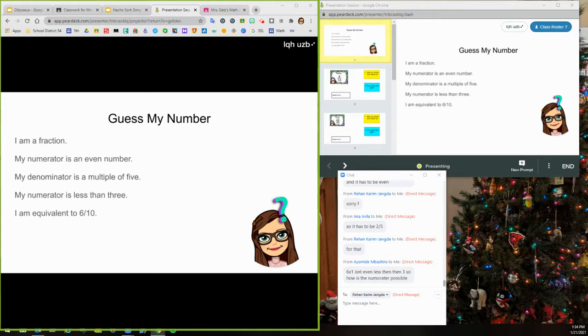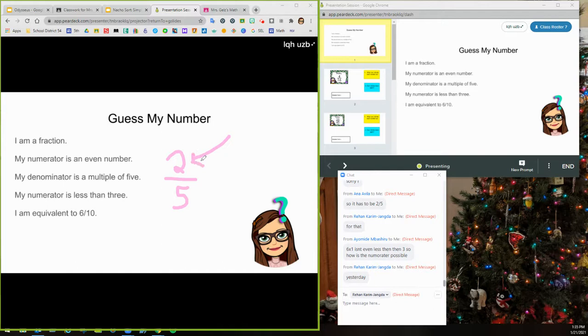I think it's 2/5. Okay, so how did you come to that answer of 2/5? Because the numerator has to be less than 3. Okay, which one is the numerator, the 2 or the 5? 2. So she says it has to be less than 3. How do we know it's not 1? Because 1 is not an even number. Very good. So she's using those clues. Nice job, Anna. Do I have a volunteer that wants to agree, disagree?